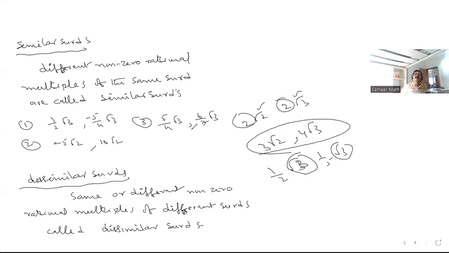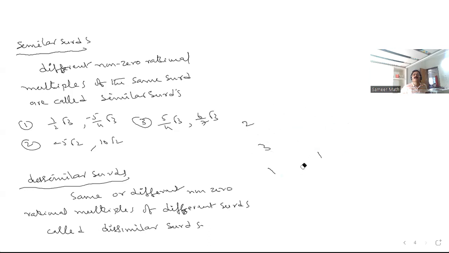Now I would like to give some examples for dissimilar surds. I already explained, but I would like to give examples here. One example: 2 root 2 and 2 root 3. Even though the rational number is the same, the surds are different, therefore they are dissimilar. Another: 1 by 5 root 2 and 3 by 5 root 3. These are dissimilar surds.